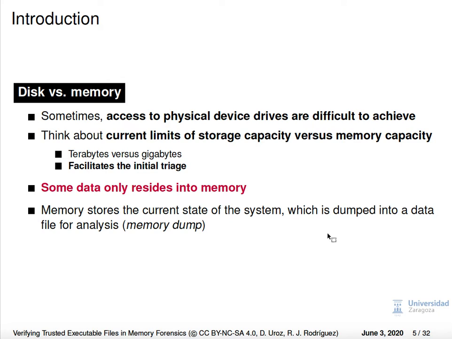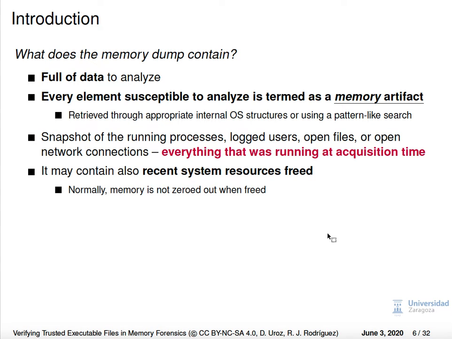The file that contains the memory dumped from a system is named memory dump. And this file is going to contain a lot of data which is valid to analyze. Each one of these elements is named a memory artifact. We can find here the snapshot of the running processes, logged users, open files, or open network connections. Or we can also have some resources that have been freed recently on the system. Since normally the operating system is not going to zero out these memory zones, we may find this content still available in the memory.